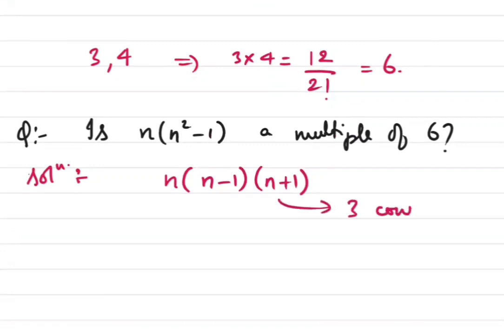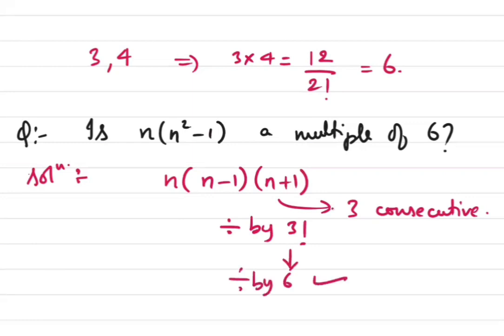So if these are three consecutive numbers, they will be divisible by 3 factorial. So they are divisible by 3 factorial. And what is 3 factorial? 3 factorial is nothing but 6. So they are divisible by 6. And that is what we have to prove. Right? So therefore it is a multiple of 6. So I hope you get this.